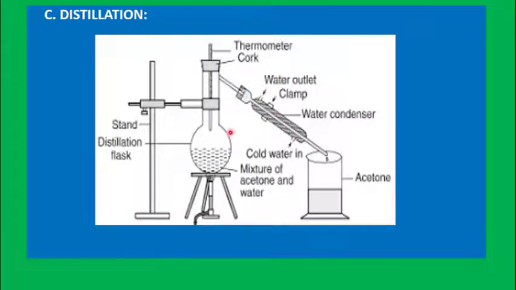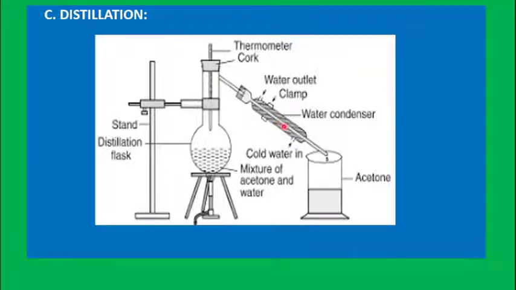Now in this distillation process, there are two physical changes taking place. First is evaporation, that is, whatever content you are taking evaporates, and the second physical process is condensation. The vapor rises up, it moves through the inside thin tube, and to cool the vapors, the water condenser is used.